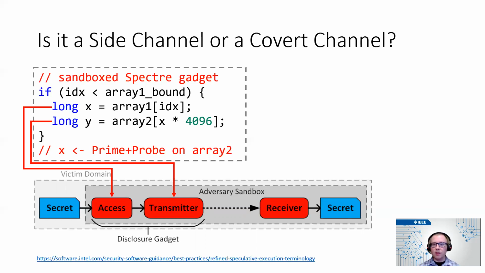After the secret has been encoded into an incidental channel, a kind of data transmission, a cache analysis technique like prime plus probe can be used as a receiver to recover the secret that had been transmitted by the disclosure gadget via the cache channel. Since the adversary controls both ends of the incidental channel, that is, the transmitter and the receiver, the dashed arrow shows an incidental channel that is serving as a covert channel.